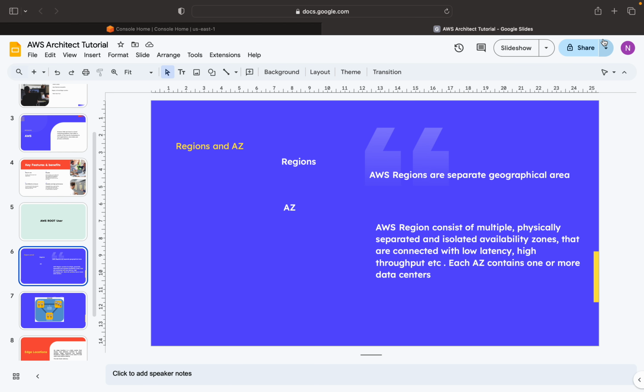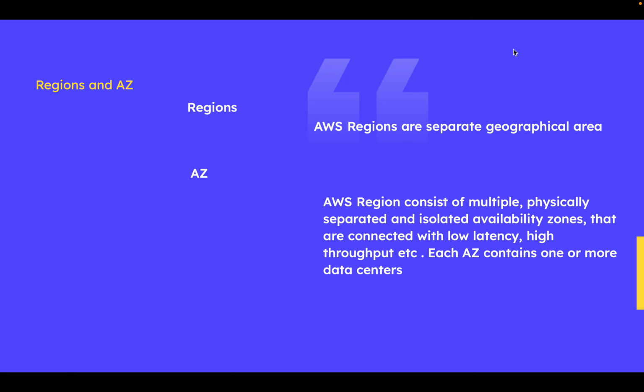Okay, now we can talk about availability zones. An AWS region consists of multiple physically separated and isolated availability zones that are connected with low latency, high throughput, etc. Each availability zone contains one or more data centers. So when we say availability zones, they are actually a physical location. We can say that they have a building with multiple data centers.